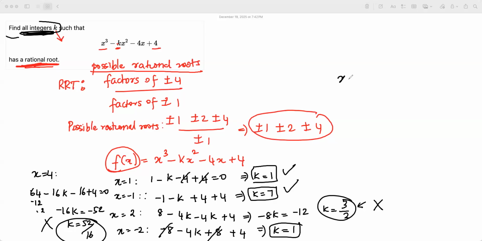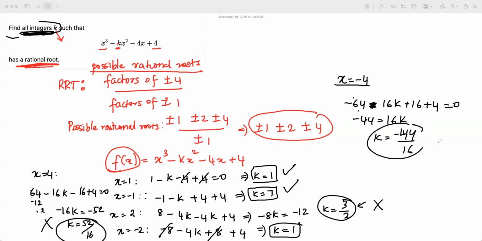Finally, x equal to minus 4 is the only one that I'm missing. So minus 64 plus 16k. If I substitute minus 4, what happens? Plus 16 plus 4 equal to 0. If it is 20, minus 44 equal to 16k. No, k will be equal to minus 44 by 16. Even if I simplify, I don't think I'll end up with an integer, so I can invalidate it. So what are the integer values of k such that this has a rational root? Only k can be equal to 1 or 7.